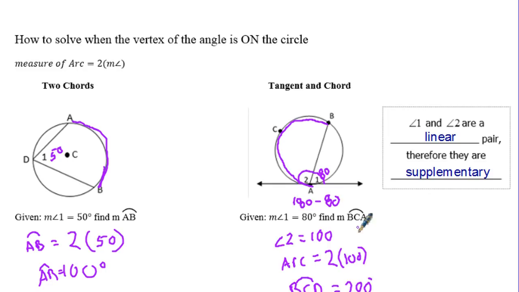Another approach to doing that is that if you knew that this was 80 here, you can solve for arc BA. Oh, sorry, I said BCD, it should be BCA. You could say that arc BA is equal to 160 degrees, because 2 times the angle equals the arc. And then if you know there's 360 degrees in a circle, and if you found this part, you can just say, oh, 360 minus 160 gives me 200 left over. You still get the same answer of 200.